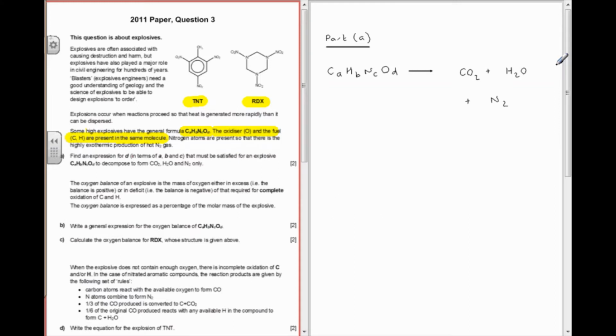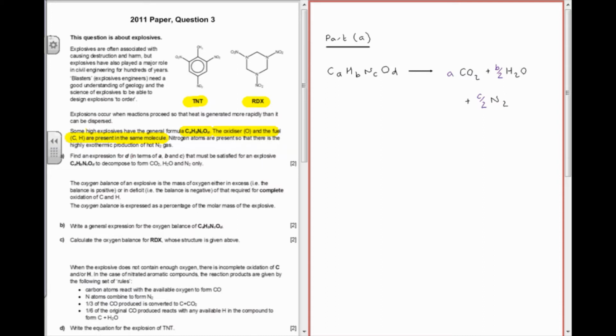We now need to balance the equation, and we can do this simply by balancing each of the atoms in turn. Looking at the carbon atoms, we have A carbons on the left hand side, and so we must produce A molecules of carbon dioxide on the right hand side. We have B atoms of hydrogen going into the equation, and so we must produce B divided by 2 molecules of water, because each molecule of water contains 2 hydrogen atoms. Finally, looking at the nitrogens, we have C nitrogen atoms going into the left, and so we must have C divided by 2 molecules of nitrogen gas produced in the reaction.